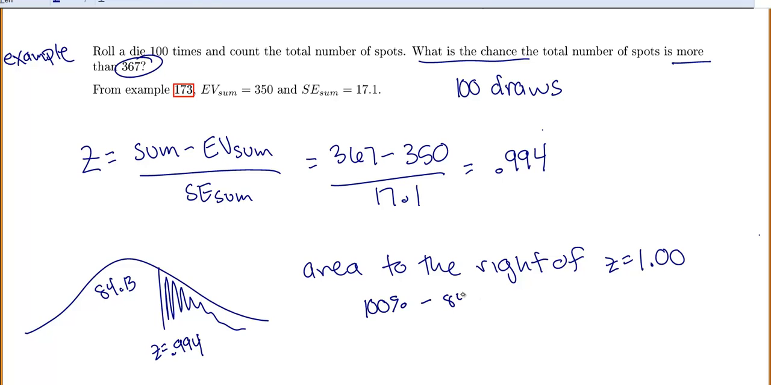So 100% minus 84.13% gives us 15.87%. So the area to the right is this 15.87%. So that's my final answer.